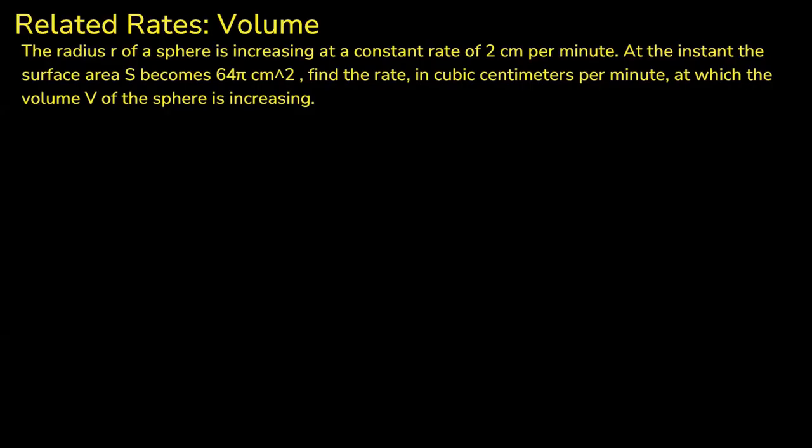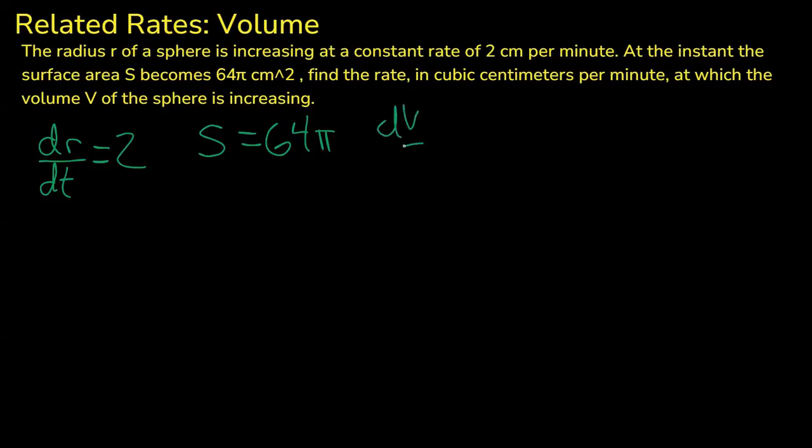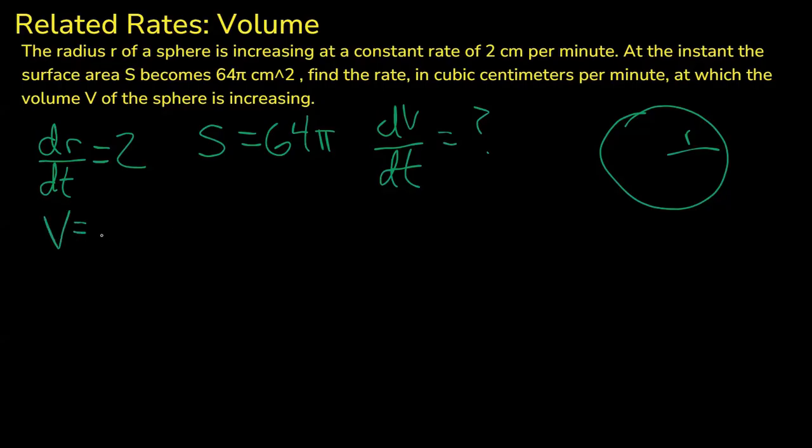Here's another volume one. The radius r of a sphere is increasing at a constant rate of 2 centimeters per minute. So this is going to be dr/dt. At the instant the surface area becomes 64 pi centimeters squared, so that gives us the surface area. Find the rate in cubic centimeters per minute at which the volume of the sphere is increasing. So we want to know dV/dt. Again, you have a sphere, the radius. So we want to know what the rate of change of the volume is. So let's get the volume formula, 4/3 pi r cubed, dV/dt.